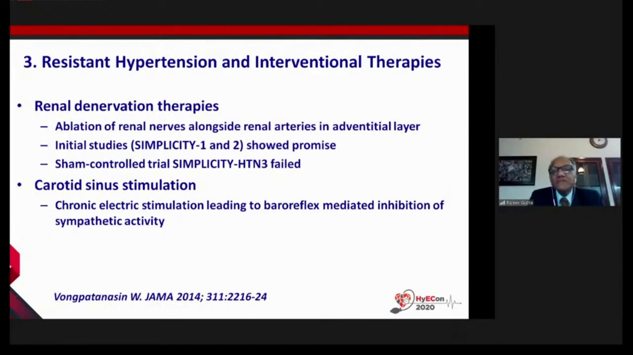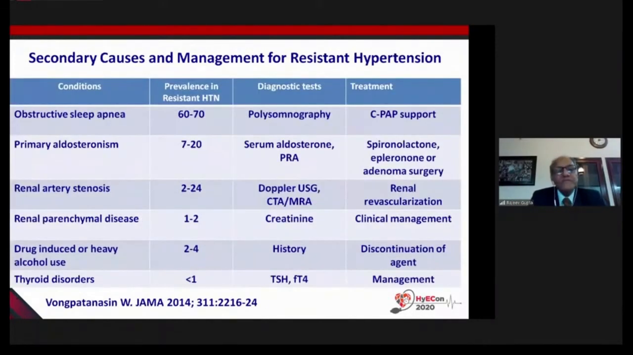There are certain interventional therapies for resistant hypertension. Now, the first group of therapies were the renal denervation therapies, which came in a very big way about 10 years ago. The Simplicity 1 registry and Simplicity 2 showed promise, but the Simplicity 3 trial failed because when you did a sham control group against the intervention group, there was no difference. Carotid sinus stimulation is an exciting technique, may be useful, but not practical. So I don't think this is a practical thing to do, and renal denervation therapies are important.